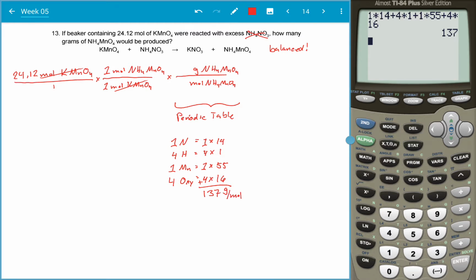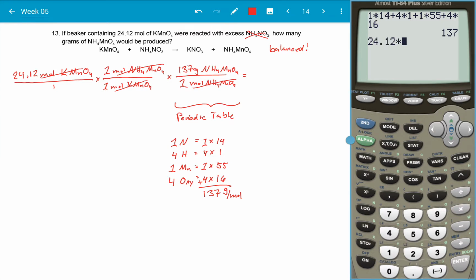So this is grams, so it goes with the grams unit, and 1 mole is what it's equal to. Our units of moles of ammonium permanganate cancel out. We're in the units that the question asked for, so we drop in an equal sign and we do the math.